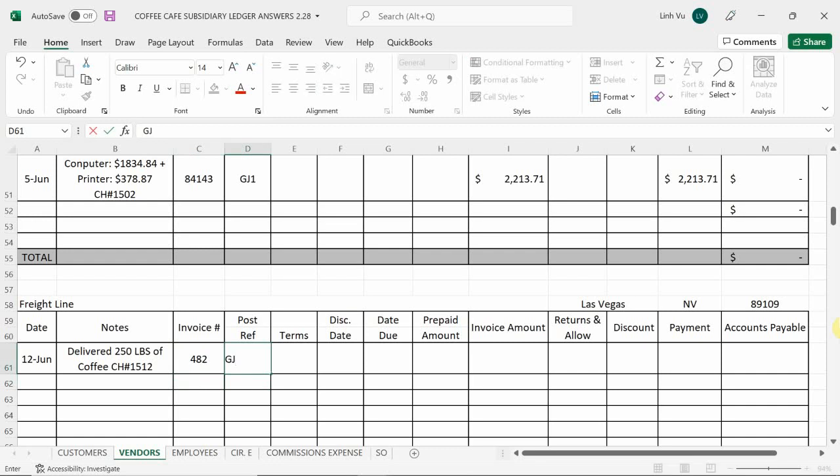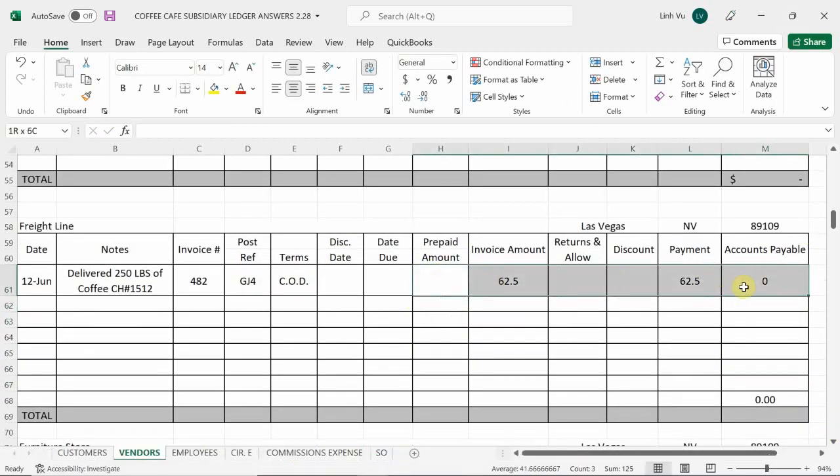Post reference is General Journal 4. And what was the terms? They had me pay COD, meaning cash on delivery, meaning I paid at time of service. Okay? So therefore, how much was the invoice amount? It was for $62.50. And did I make a payment? Yes, I did. I made a payment with check number 1512 for $62.50. So there you go. That's proof that a transaction has occurred, and that they delivered the coffee, and that you paid them.